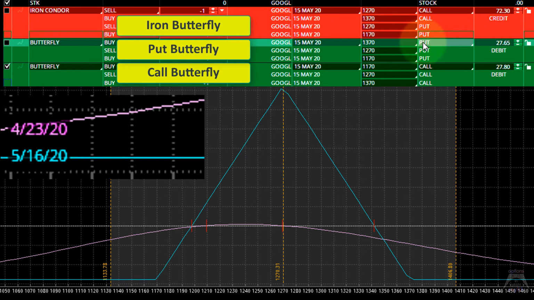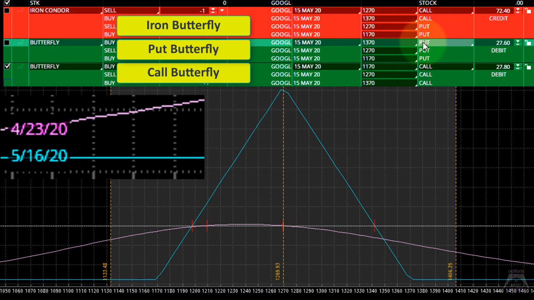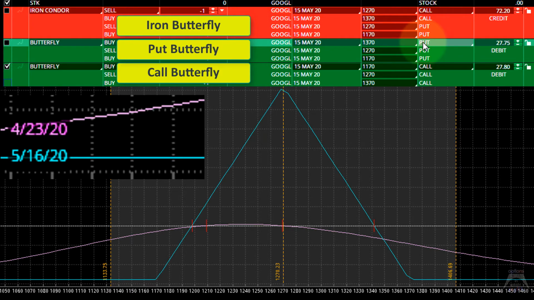Now, sometimes you would get traders saying, oh, I'm going to put on an iron butterfly because implied volatility is higher, and I only buy butterflies when implied volatility is low, but I sell iron butterflies if implied volatility is high. Nonsense. These three trades are the exact same trade. So whatever circumstances you are looking for to put on one instead of the others apply to all three of them. These are the exact same position, the exact same strategy.